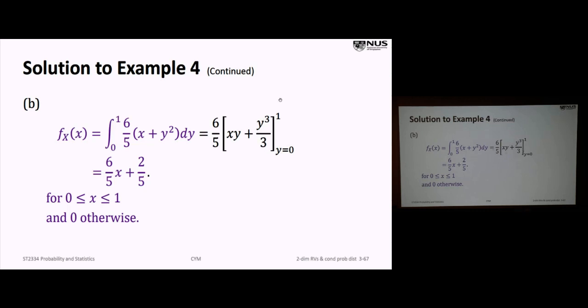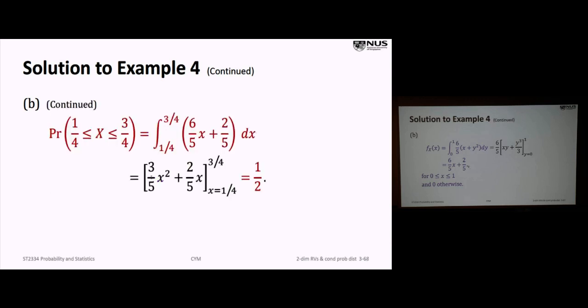When y is 0, I don't care. So I just have to substitute y in here. So I get 6 over 5 times x plus 2 over 5, which is 6 over 5 times 1 over 3. And so the marginal PDF of x is 6 over 5 times x plus 2 over 5 if x is in the interval 0 to 1, and it is 0 otherwise.